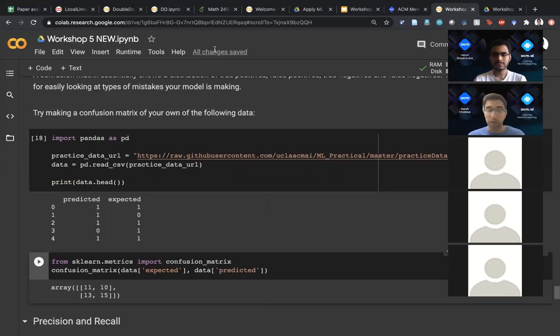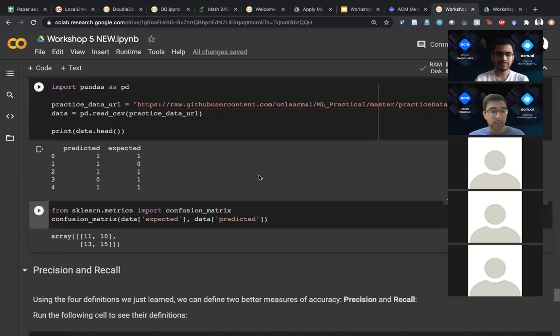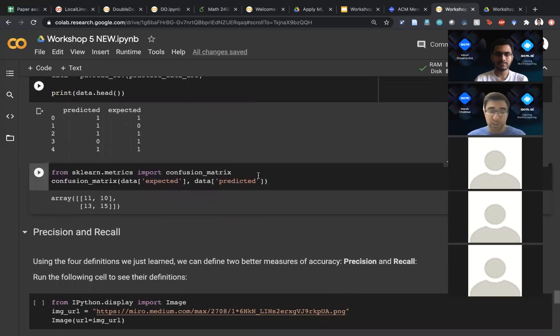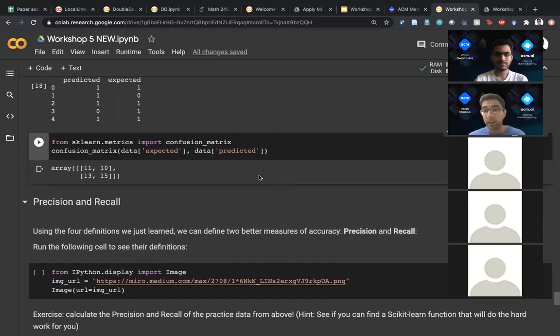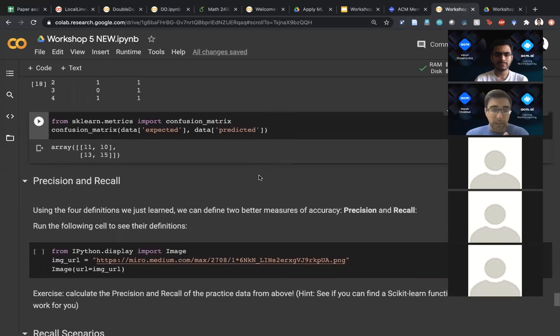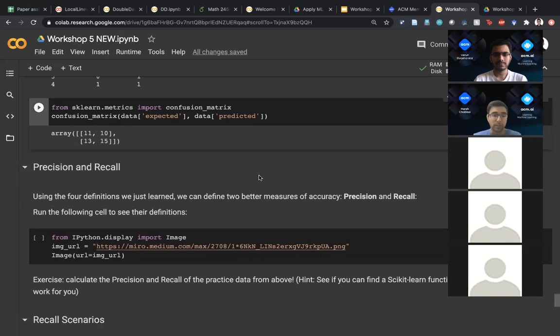Awesome. So now that we're able to do that, let's talk about precision and recall specifically. Let's see exactly what the definitions of those are. So Varun, if you could just run that code block for us.